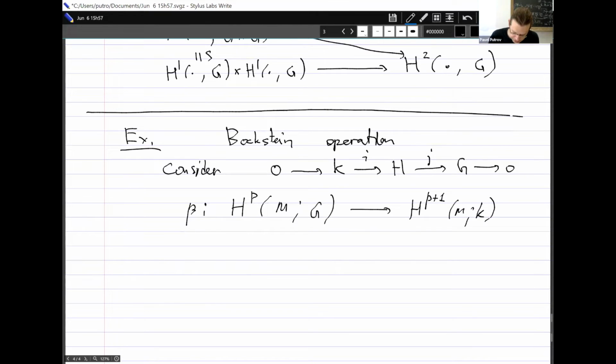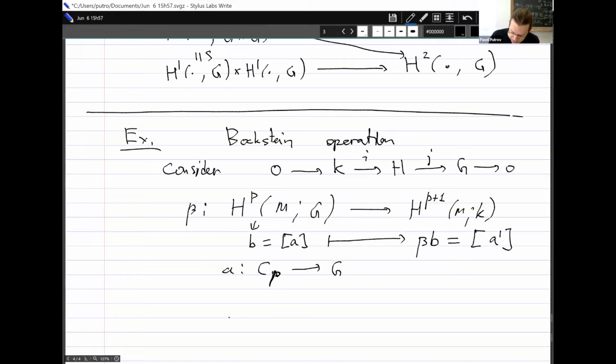And the way it works is the following. Suppose this is given by some class of A, and we will take it to, so this Bockstein applied to B should be a class of, well, let me call it A prime. So we need to say how A prime is determined by A. A is by definition a map from C^p, with integer coefficients, to G, and A prime must be a map from C^(p+1) to K.